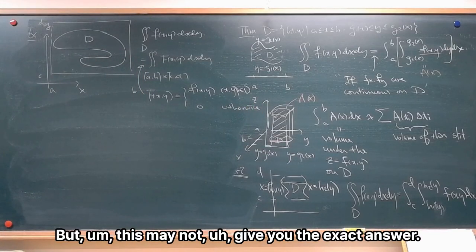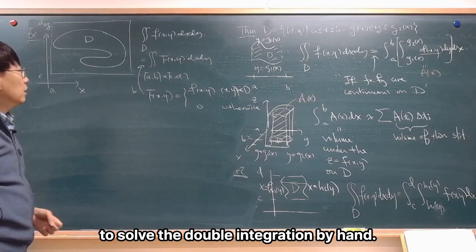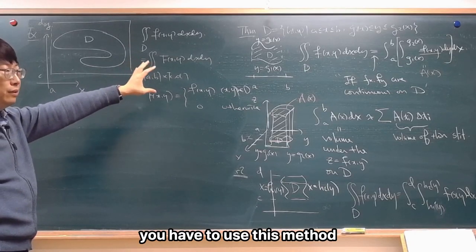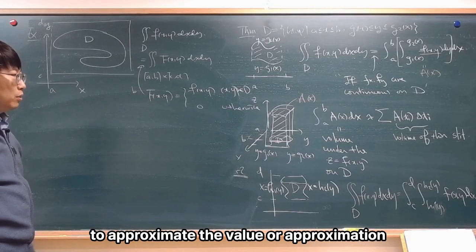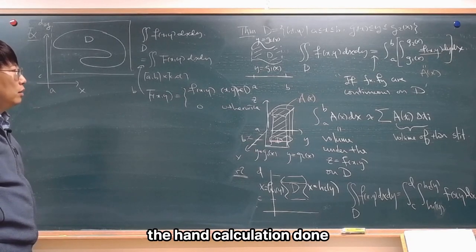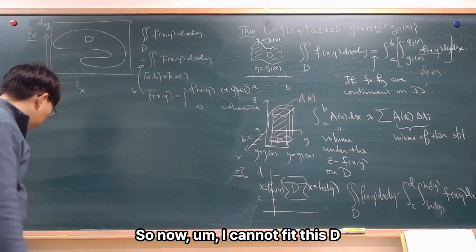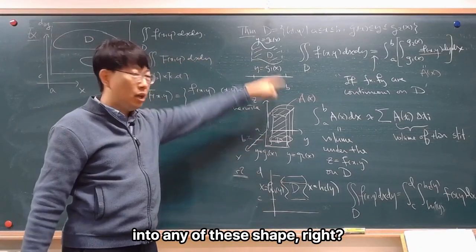Okay, but this may not give you the exact answer. It may not give you a way to solve the double integration by hand. You have to use this method if you want to use the computer to approximate the value, where approximation is the only way. But if you want to get the hand calculation done or the exact value, then you have to go for the Fubini theorem. So now I cannot fit this D into any of these shapes, right?